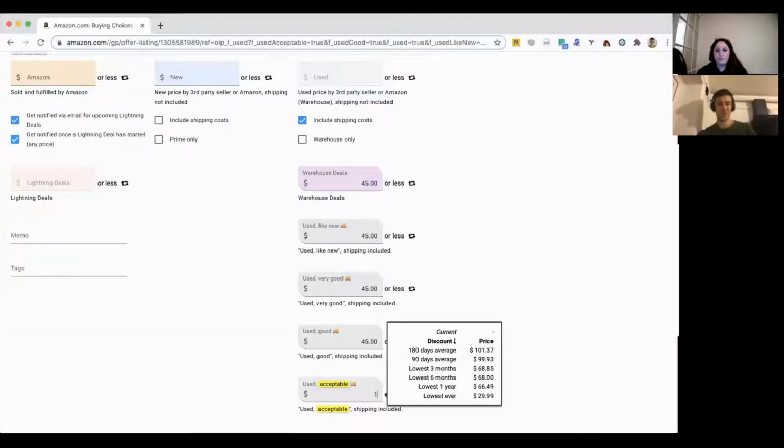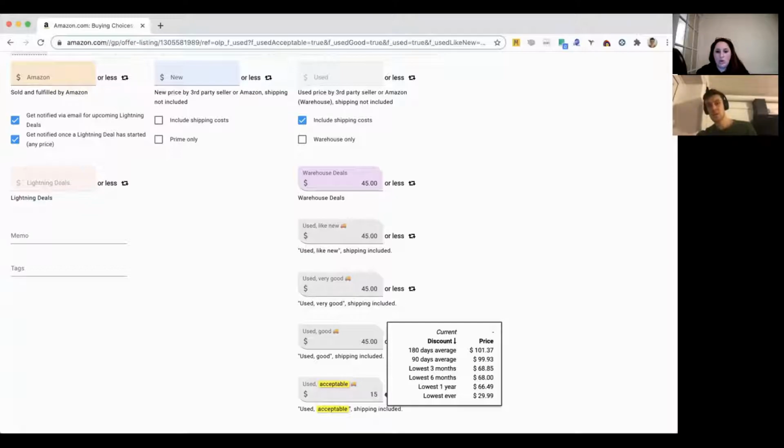The good thing about this is you can actually see on this little box that's propped up the lowest that this book's ever gone to. And the lowest in the last year is 66. So this book probably wouldn't... That's hovering over, sorry. I've never done any of this. This is all new to me too. So this is over the used acceptable.